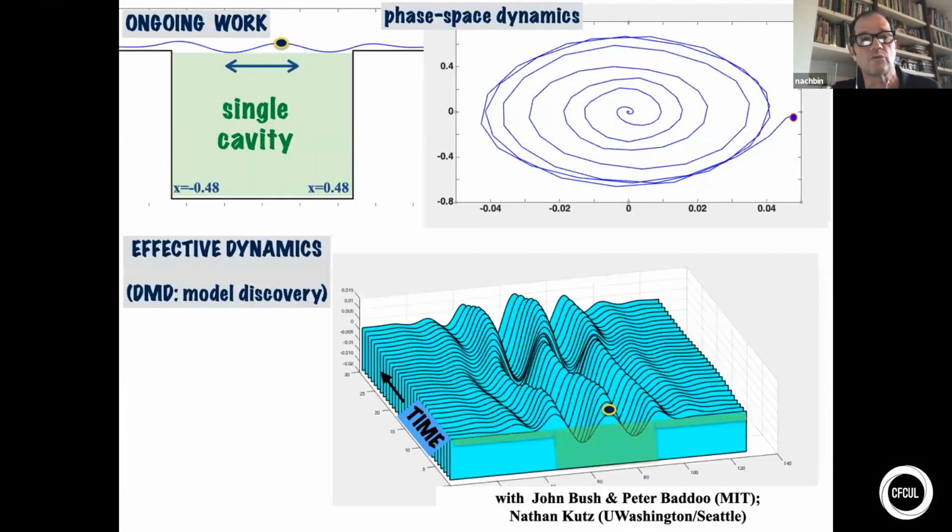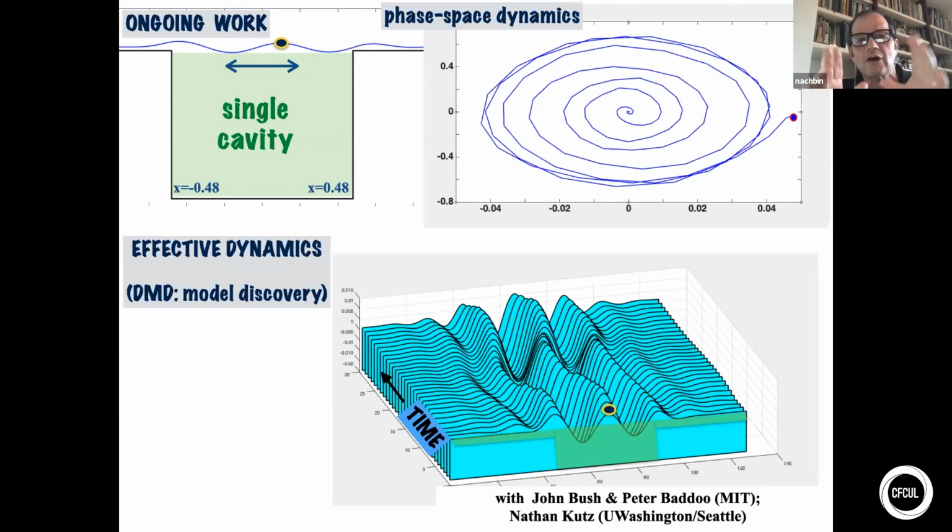The other ongoing work is with John, as John mentioned, also with Nathan Kutz at Washington and Peter Badu at MIT. We're all looking at this. We went back to a single cavity. And in a single cavity, this actually has to do with questions that were asked, in terms of, even though we have dissipation, we have viscosity, and we have forcing, starting from Navier-Stokes, which is how our model starts, can we have some sort of energy balance?